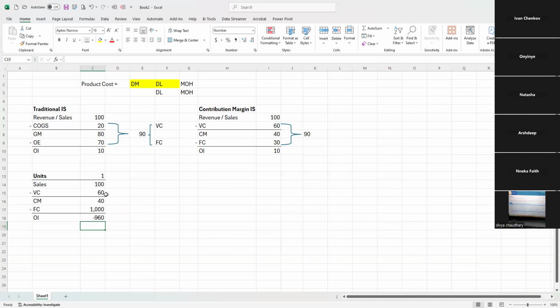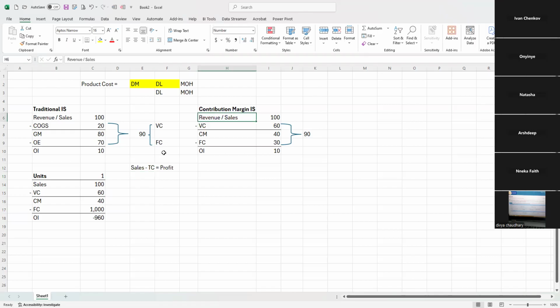So what we can see here is that sales minus total cost is going to give me what? Operating income, or my profit. Just say it, right?